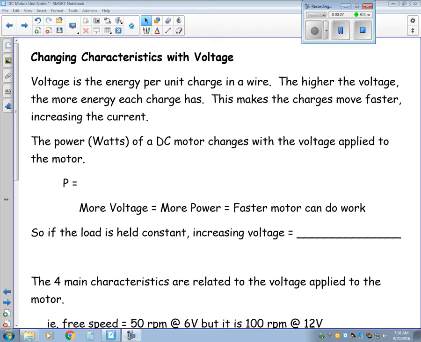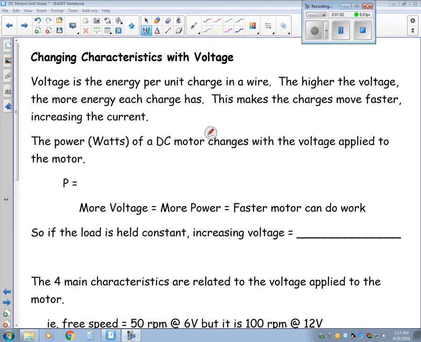So voltage itself is energy per unit charge. So the higher the voltage, the more energy each charge has. That allows the charges to move faster, increasing the current. Power, which is measured in watts, is a way of calculating how much the energy changes. So power would calculate how much of the electrical energy becomes mechanical energy through the DC motor. The power itself will also change with the voltage.